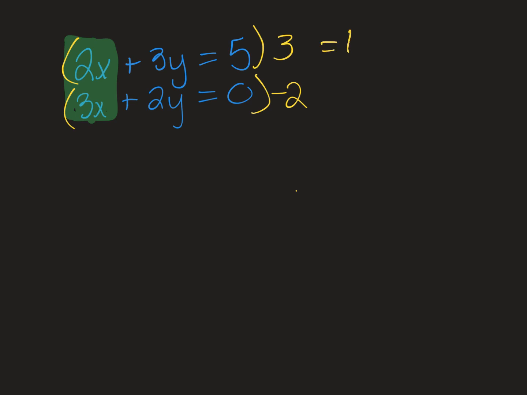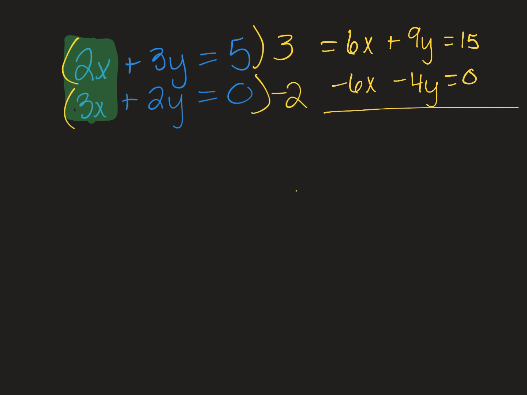So 3 times 2x is 6x. 3 times 3y is 9y. 5 times 3 is 15. And then we have negative 6x minus 4y equals 0. So now we are combining. Those two cancel. 9 minus 4 is 5y equals 15. Divide by 5. y equals 3.